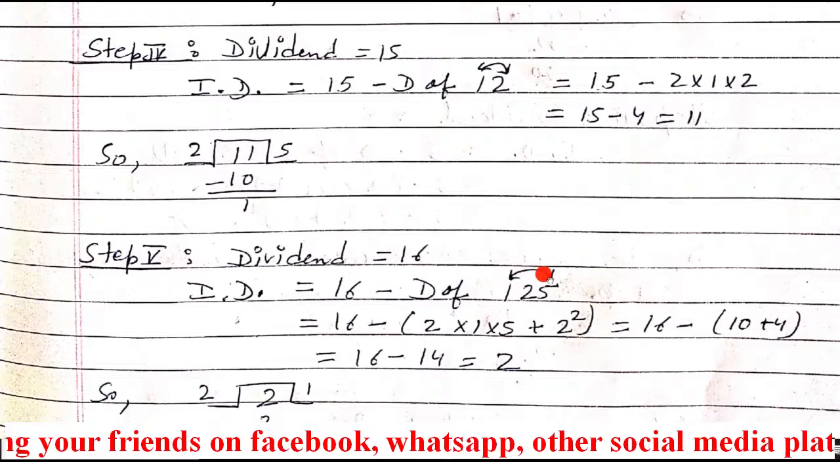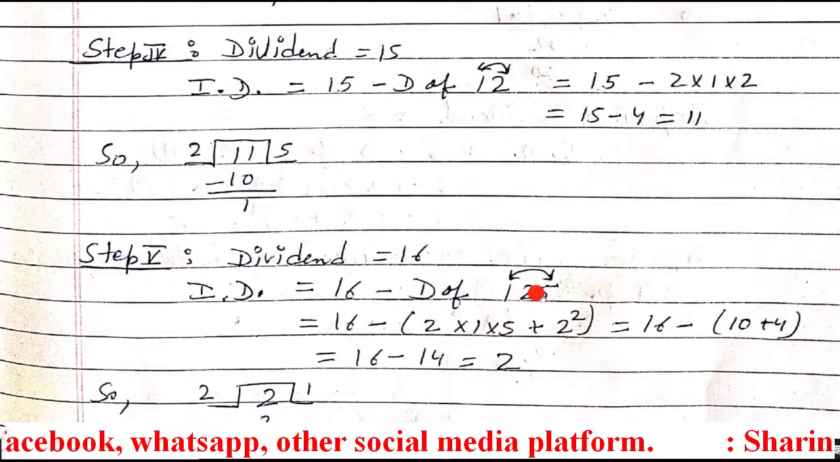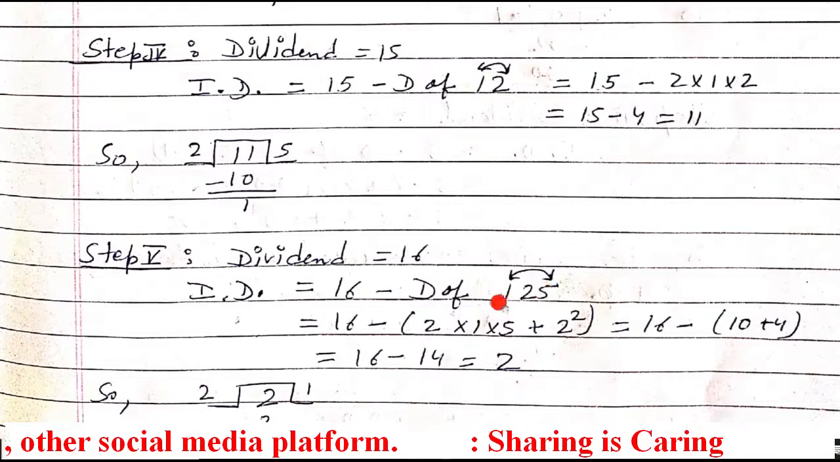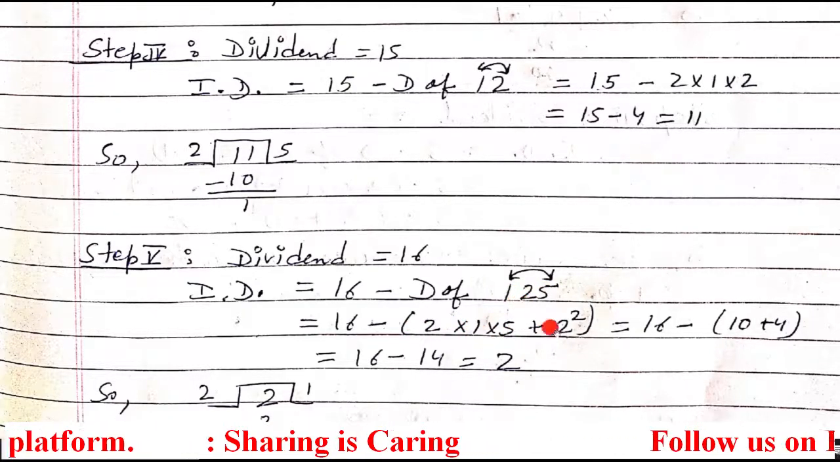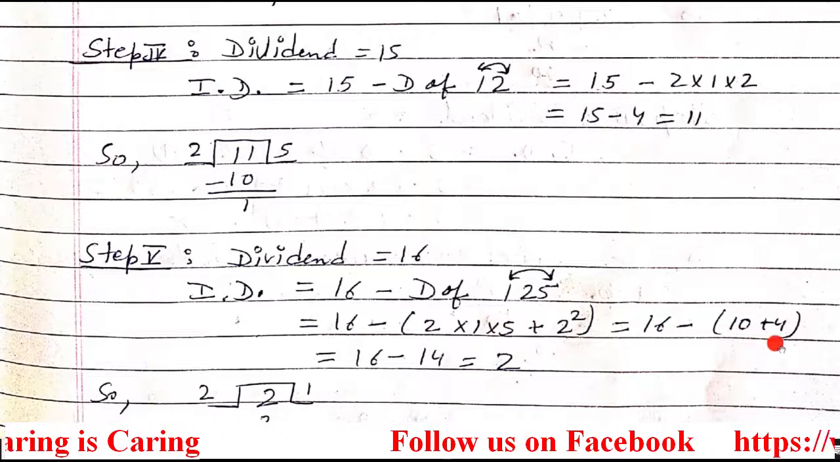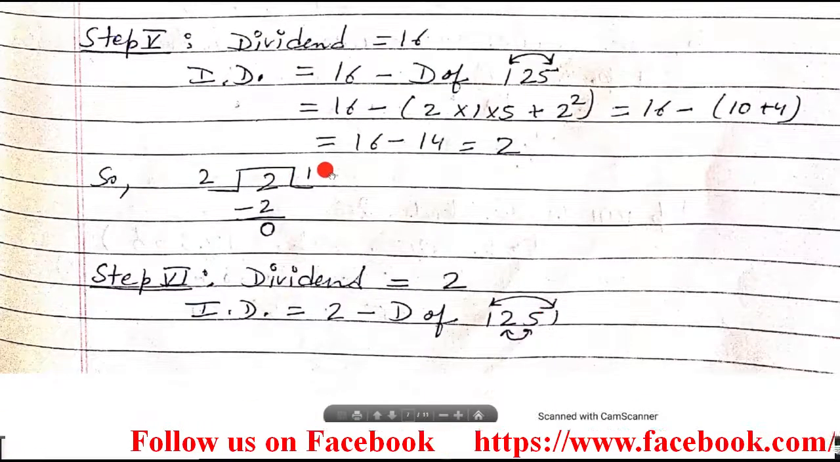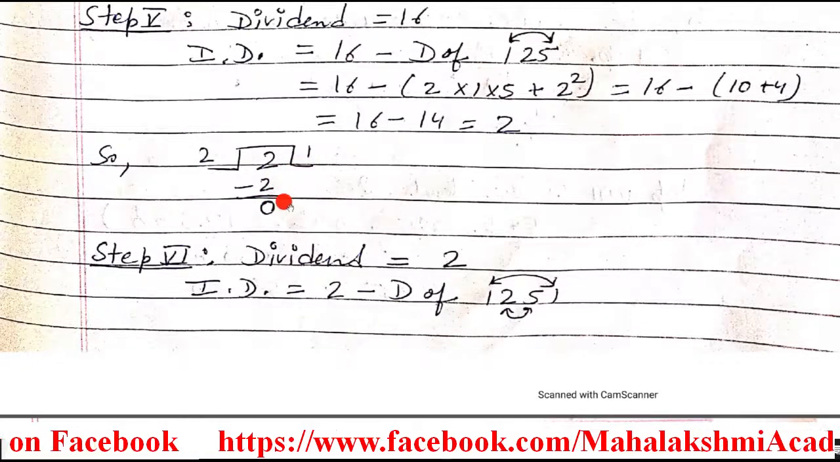So make the pairs from the extreme. When we make the pairs from the extreme, we find that 1 and 5 came in a pair, and this 2 is alone. So 2 multiplied by 1 into 5, and this 2 is alone, that's why 2 squared. When you calculate, you will get 10 plus 4, 14. 16 minus 14 is 2. 2 divided by 2 is 1. 2 ones are 2, we will get 0. So 1 is the quotient, and the remainder is 0.